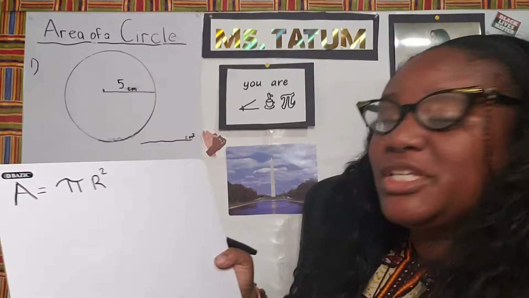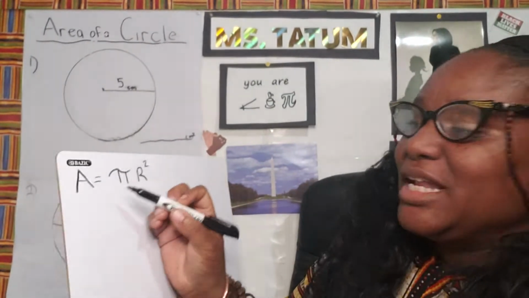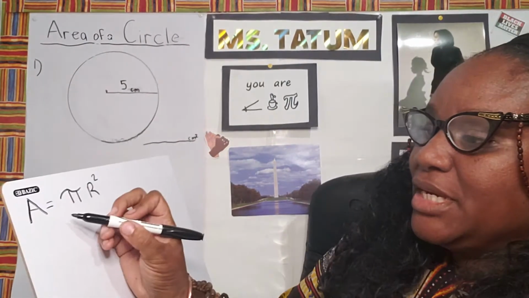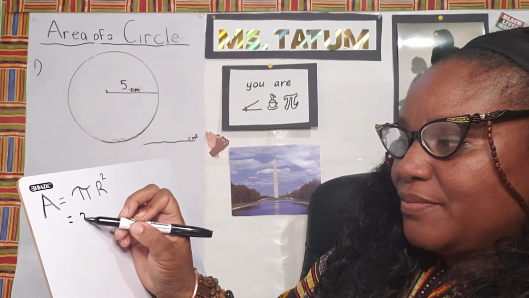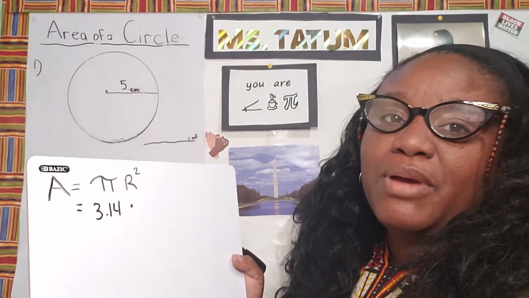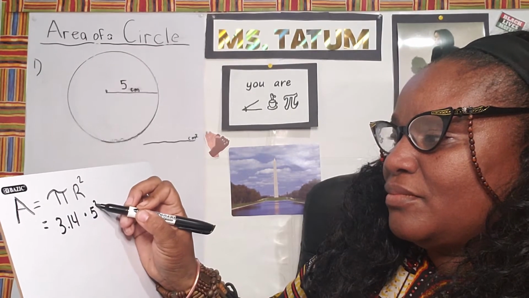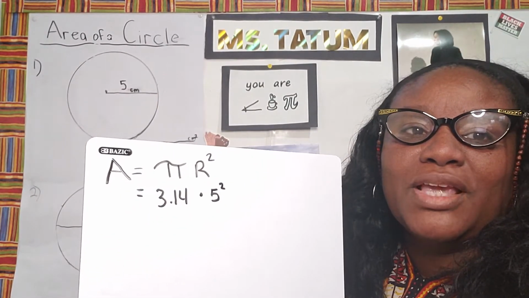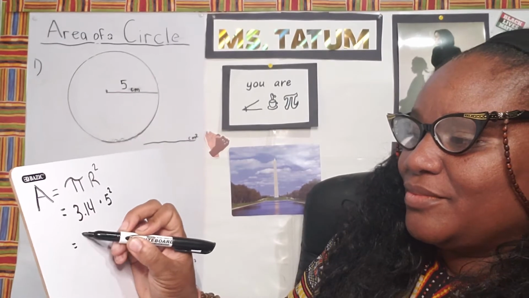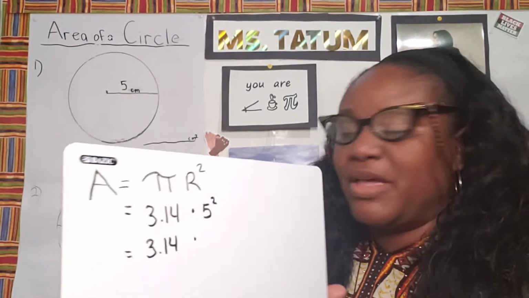I'm going to work this problem with the information that's given and come up with an answer. I like to work straight down. It really helps me to see what's been done and what I need to do. So I'm going to go pi, 3.14, multiplied by my radius. What is my radius? Five squared. But no, I'm not done. 3.14 multiplied by 5 squared.